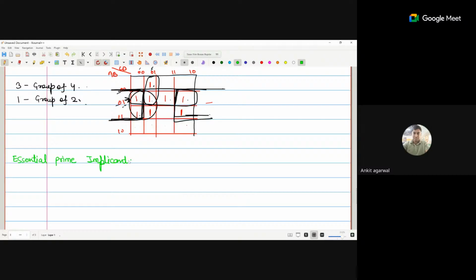Now if you have created some groups, in every group you have to check if any term is available that does not form any other group. Sorry, sir, could you repeat? Yeah, I just repeated that. I have to check whether there is any group where a term is available that cannot create a group with any other one.